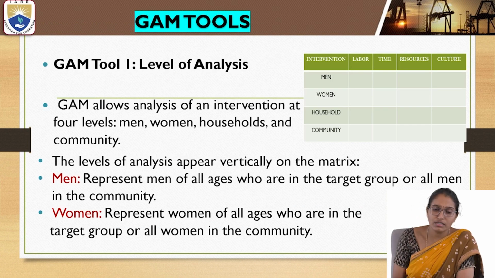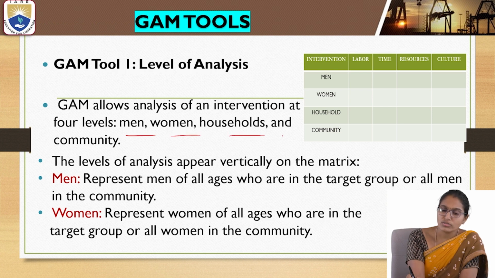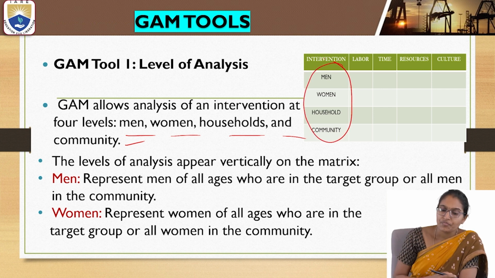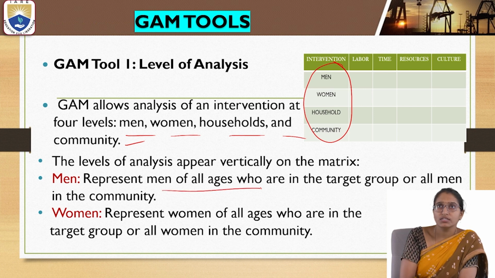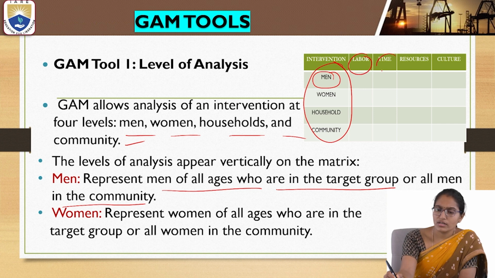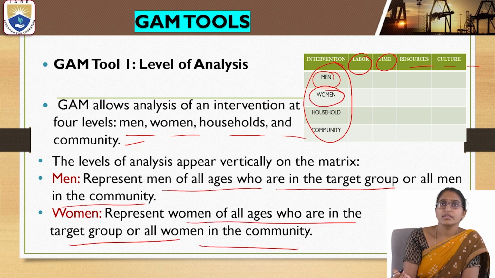So the next one is the GAM level of analysis. GAM analyzes an intervention at four levels, that is men, women, households, and community. All these levels appear vertically on the GAM. So what does men represent? It represents men of all ages who are in the targeted group and all men in the community. So with respect to all men, what kind of things, labor or time, can be done. And women represents women of all ages who are in the targeted group or in the community.